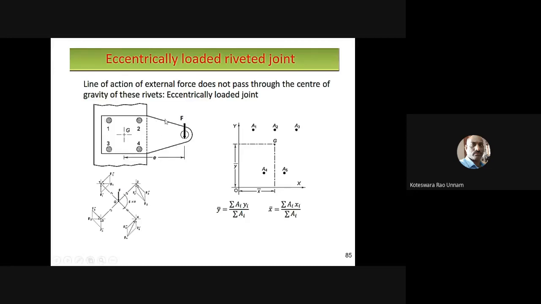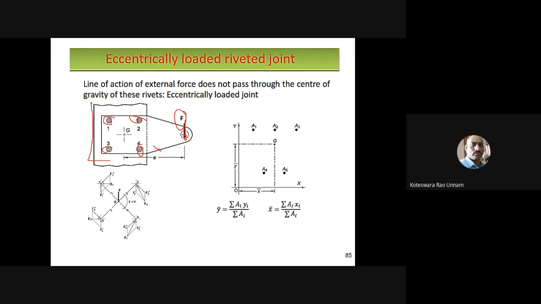Here I have some bracket kind of thing. This bracket is riveted to some plate through 4 rivets. So this is one rivet and this is another rivet: rivet number 2, rivet number 3 and rivet number 4. That means this bracket and this plate are connected through 4 rivets. But the load is not acting directly on the rivets. It is acting somewhere here. The load, the force F, is applied somewhere here.